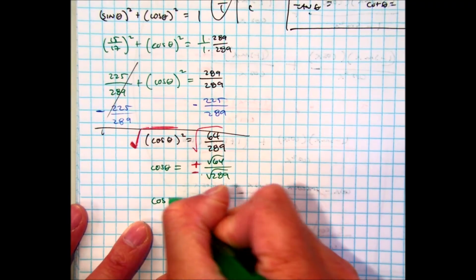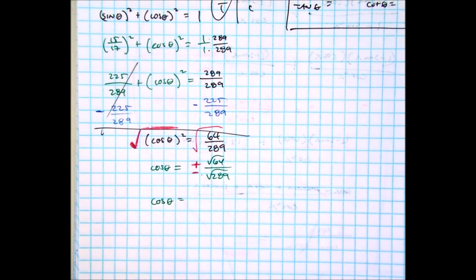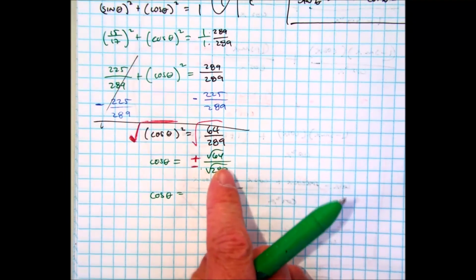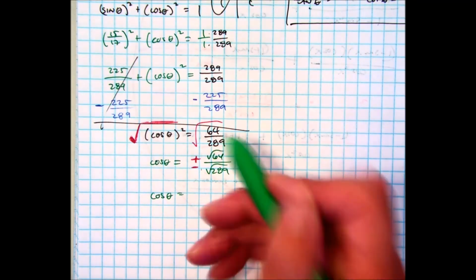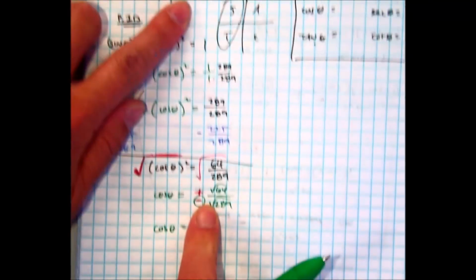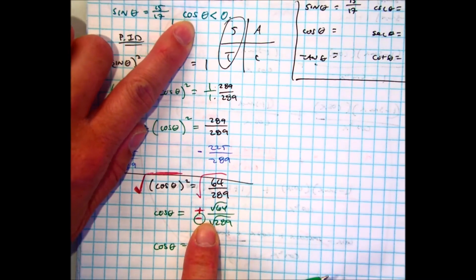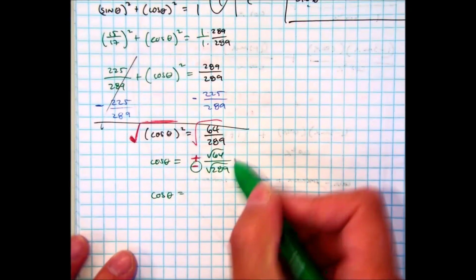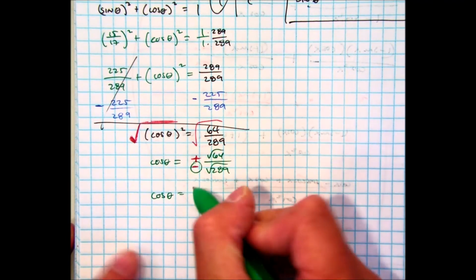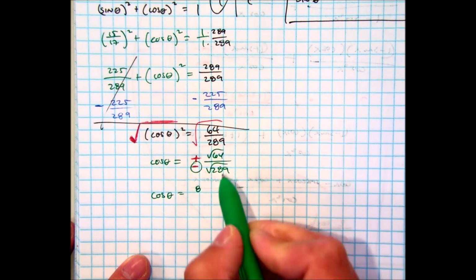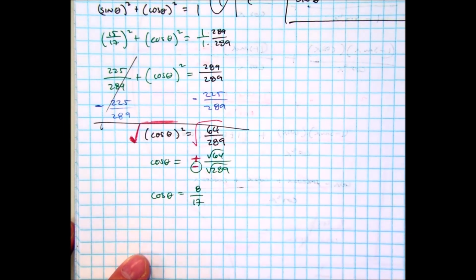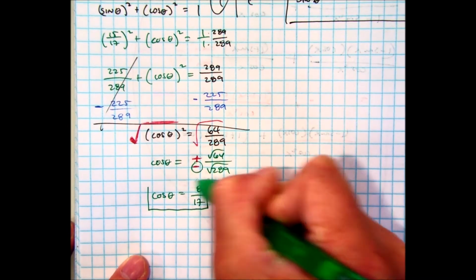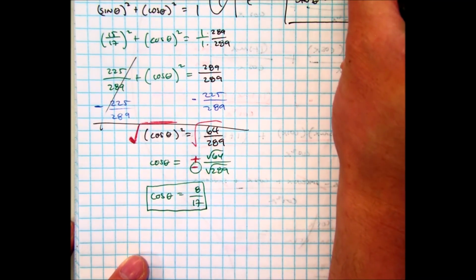So cosine of theta equals, now cosine is supposed to be what? Positive or negative? Does that make sense? Why they have that clue there? I'm not going to accept the positive. Square root of 64 is 8, and square root of 289? 17. So there I have an answer.